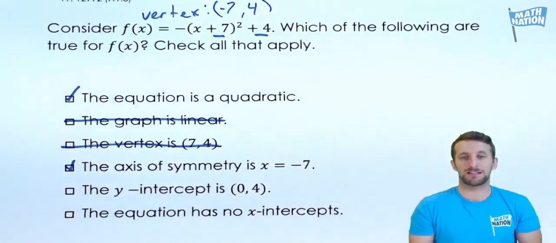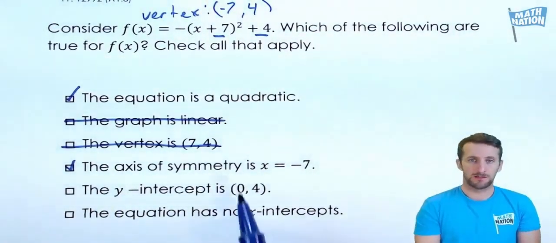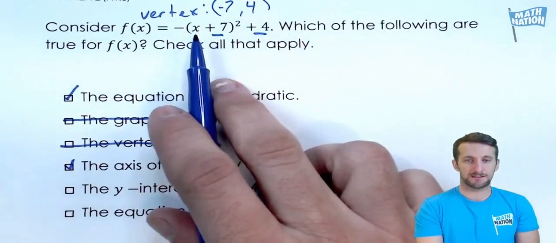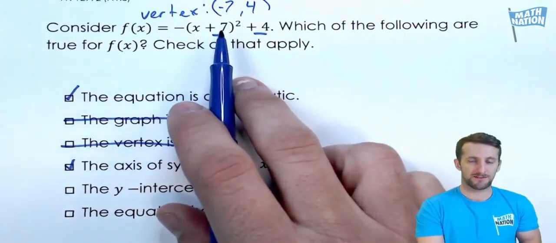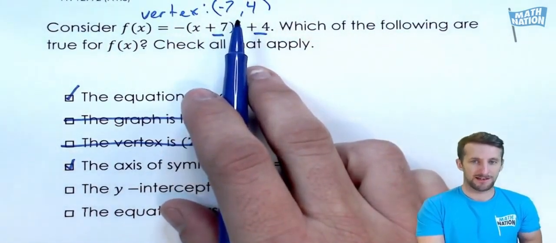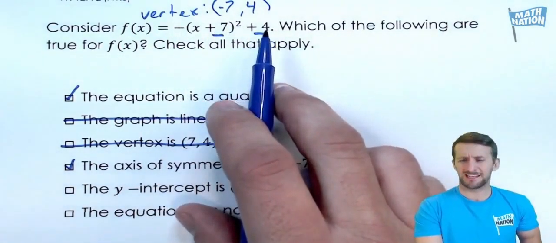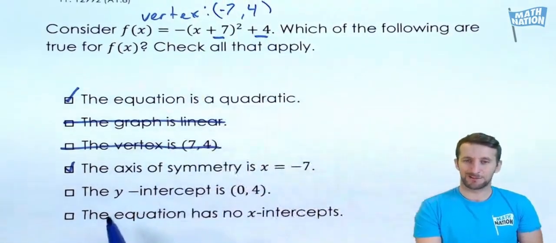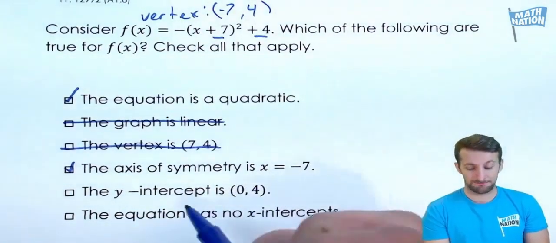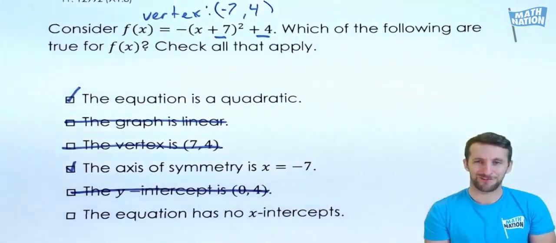The y-intercept is 0, 4. Well, if I plug 0 in here, 0 plus 7 is 7. 7 squared is 49. Negative 49 plus 4 is negative 45. So my y-intercept is not 0, 4, it's 0, negative 45.